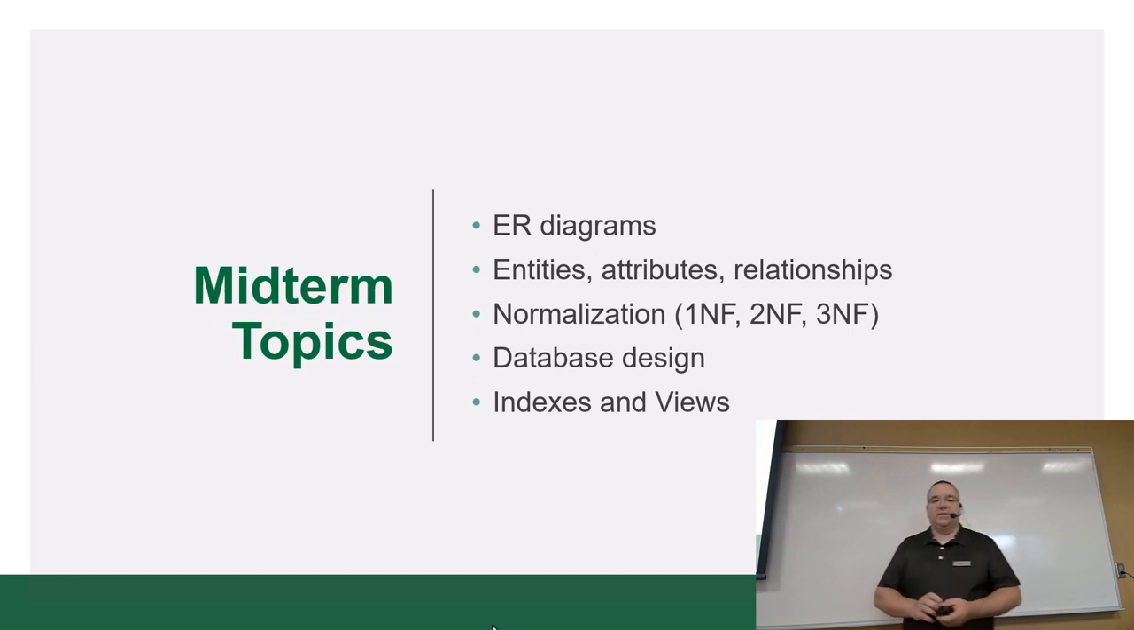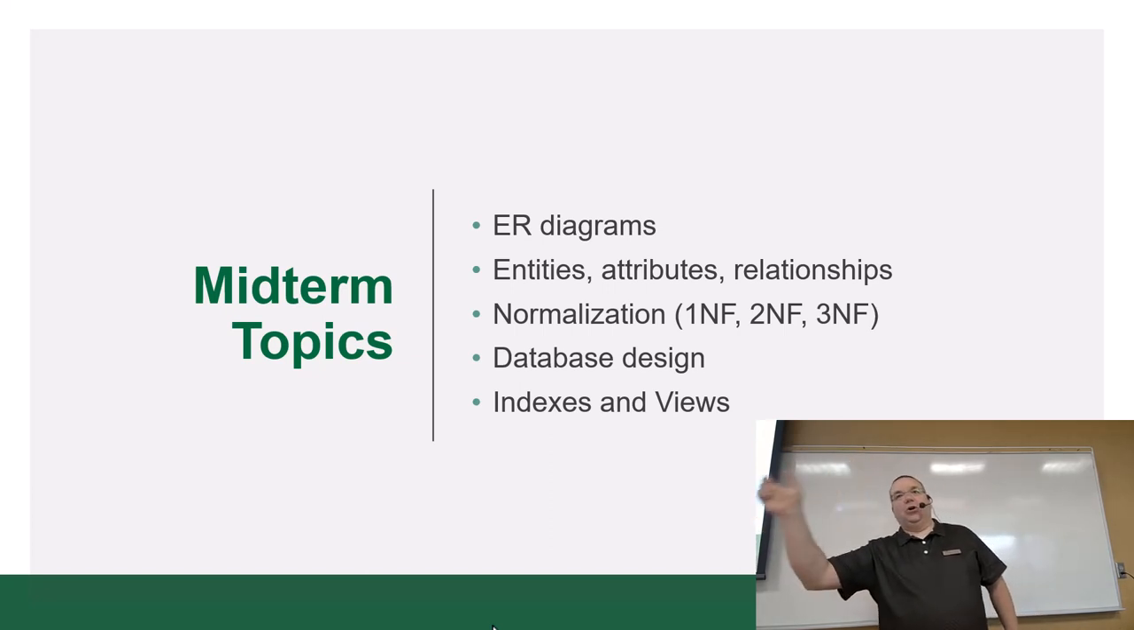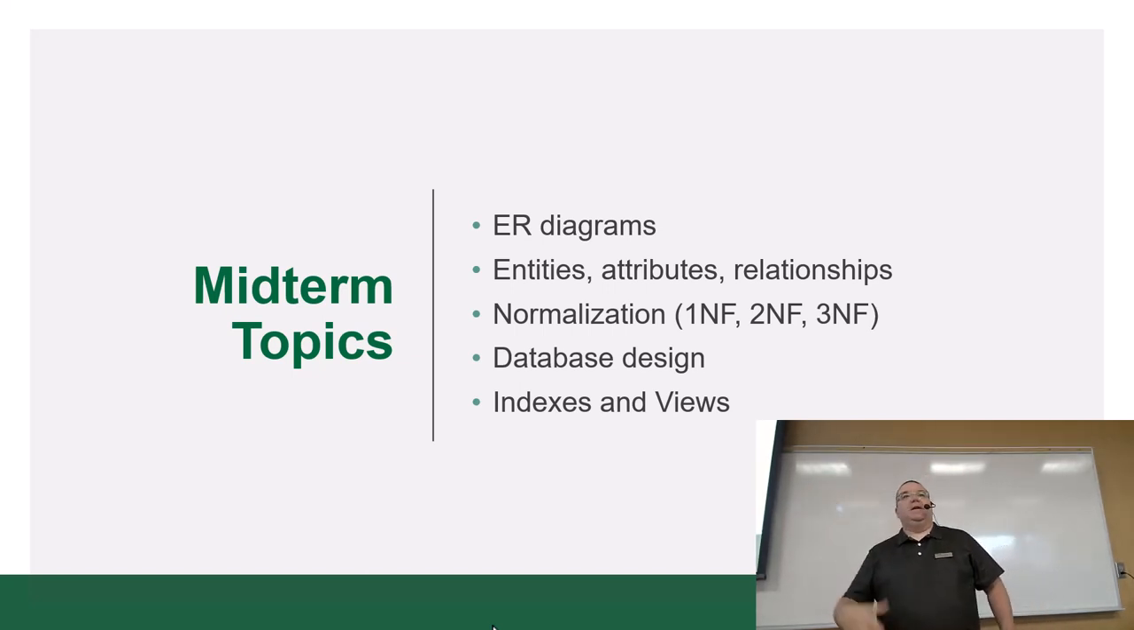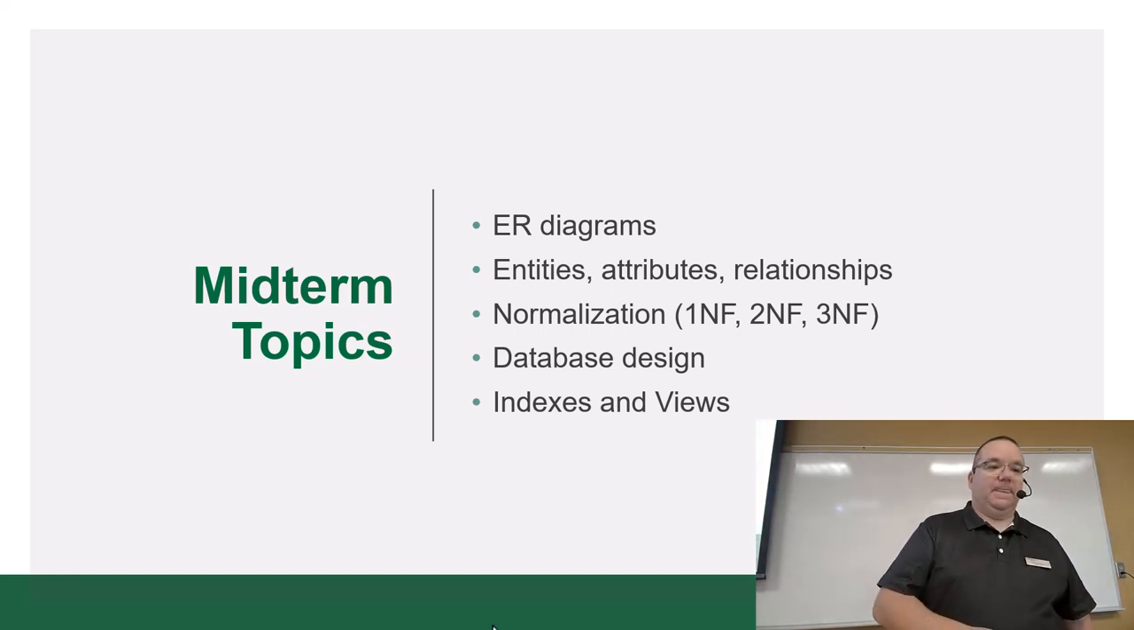All right. What kind of topics are you going to see? Yes, ER diagrams are going to be on the test in the sense of, what is this symbol? And there's a picture. What is the symbol for this kind of entity or this kind of attribute or this kind of relationship? There are actual pictures, and you pick the right one. Entities, attributes, and relationships. There are questions about what kinds of relationships, what are entities, what are attributes, keys, that kind of thing.